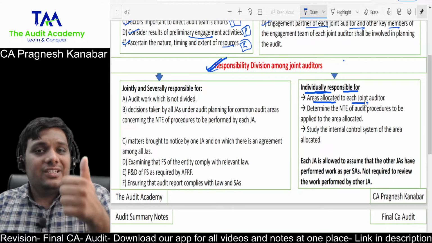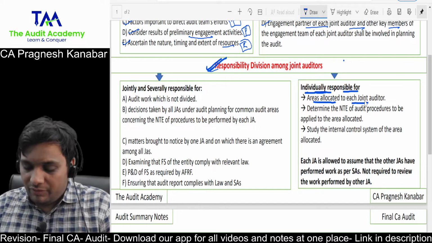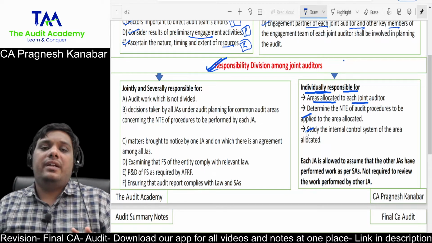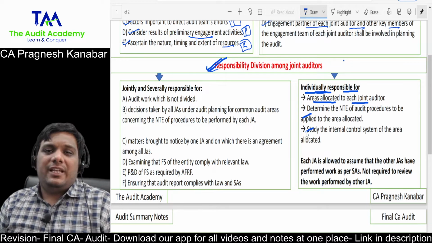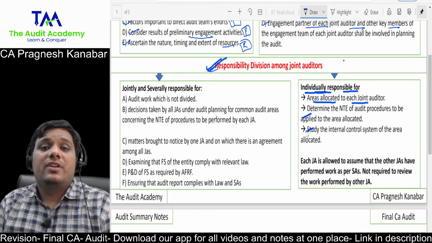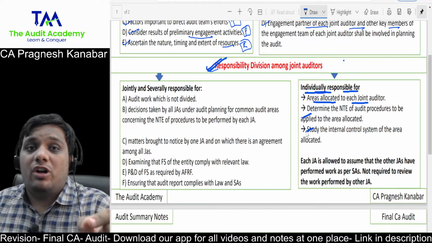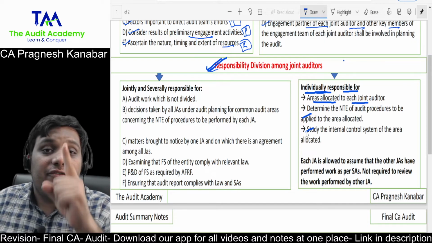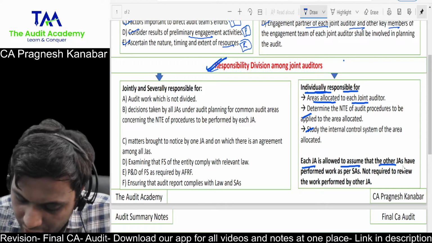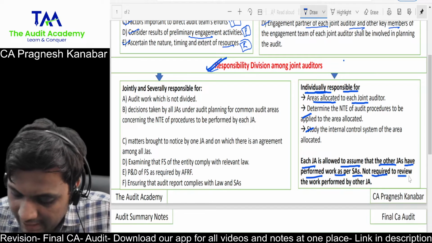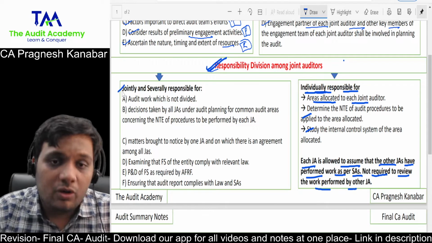For that particular area, studying their internal control system, testing their controls, and also ascertaining the nature, timing, extent of the procedures. These things, everything will be divided, and I will be responsible for whole and sole verification of purchase and expenses, and you will be responsible for whole and sole verification of income and sales. I need not even ask you how you have performed the procedure, and you need not even ask me how I have performed the procedure for the areas which have been clearly divided. All right. Okay. Each joint auditor is allowed to assume that other joint auditors have performed work as per SAs, not required to review the work performed by other joint auditor. Yes sir, yes sir. Okay.